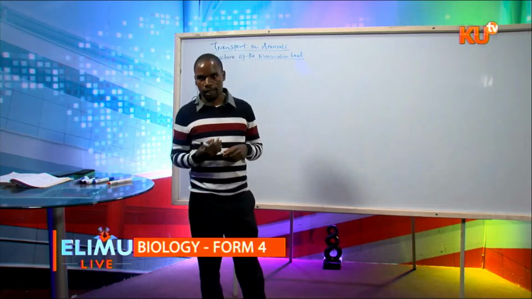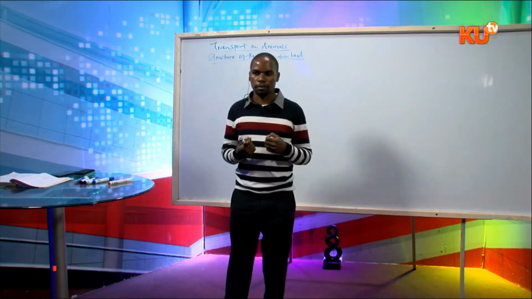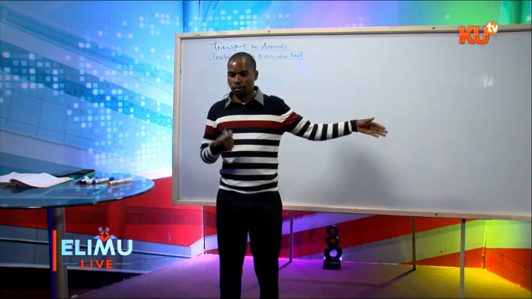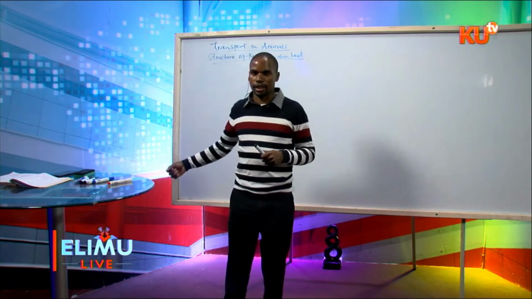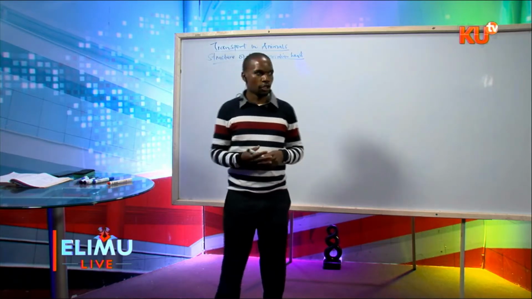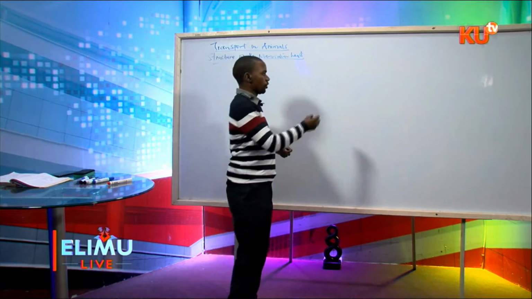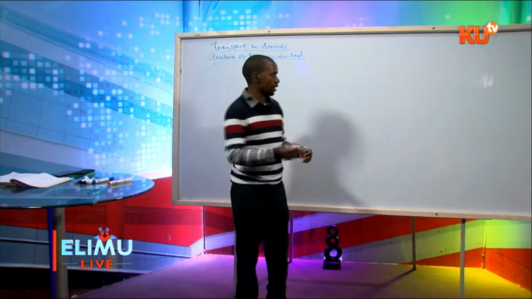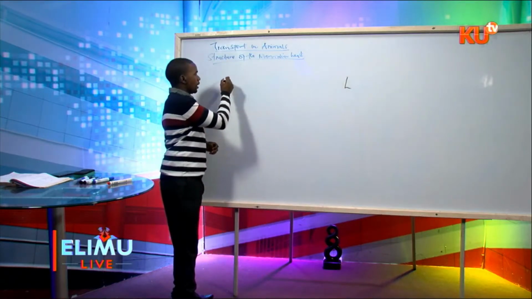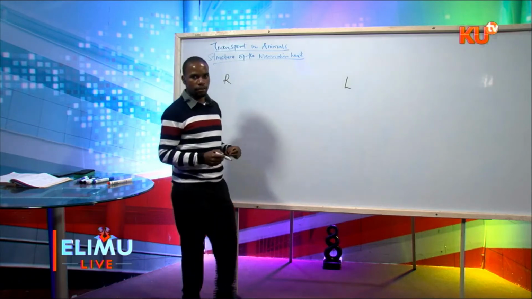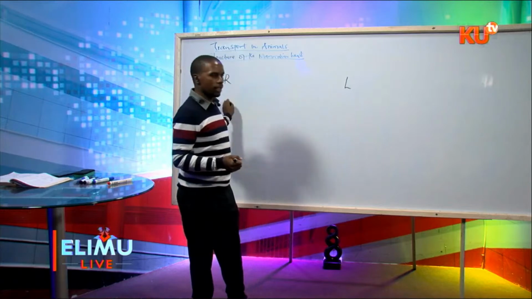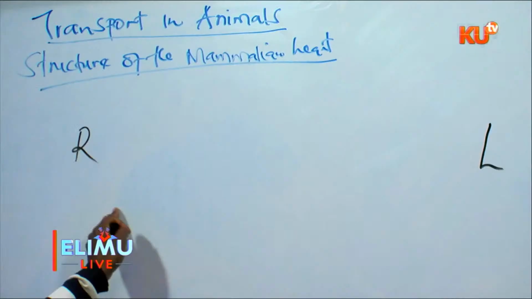When you are looking at my heart, because you are facing me and I'm facing you, this is my left side as I'm facing you, and this is my right side. So when I'm facing you, it is the opposite. So simply what we have to do is to write here, because I'm facing you like this. This is the left side, and this one here is the right side of the heart.